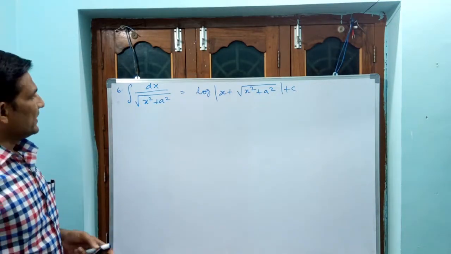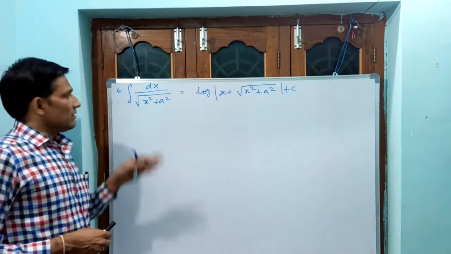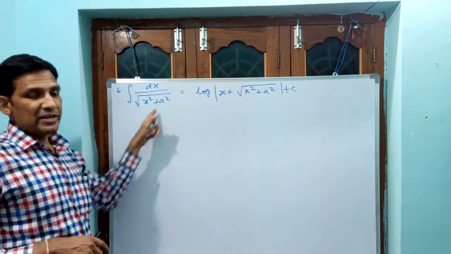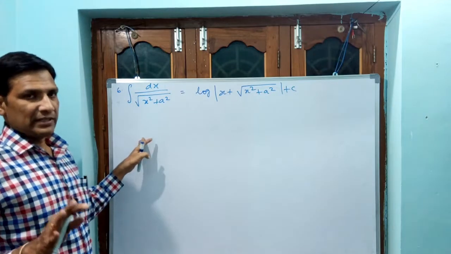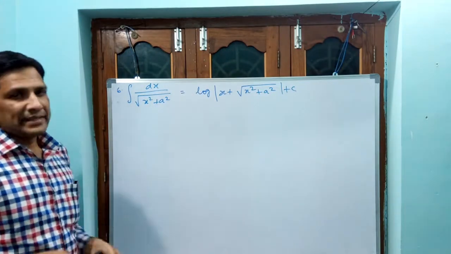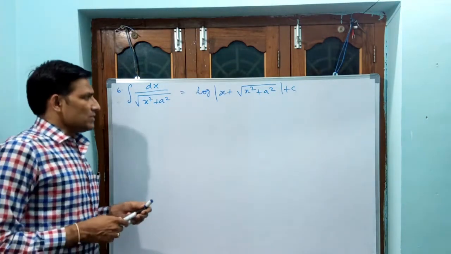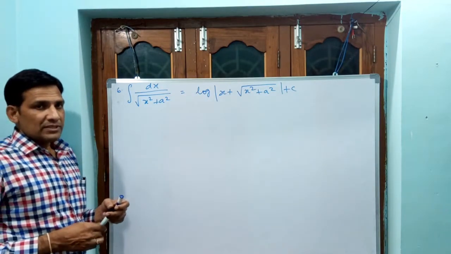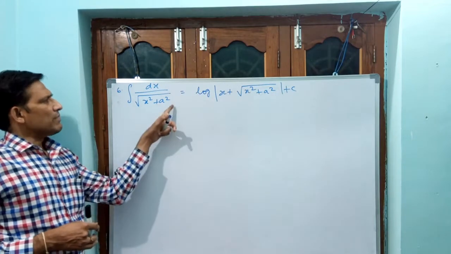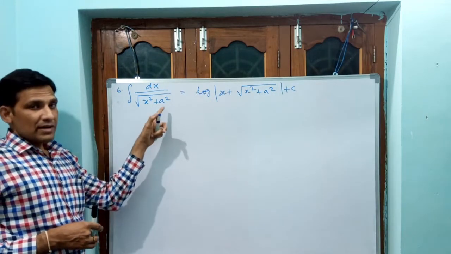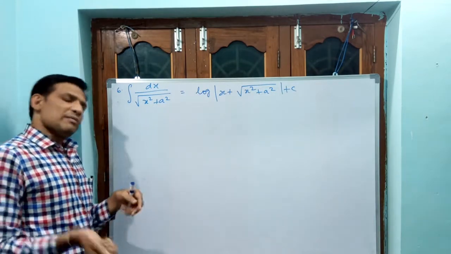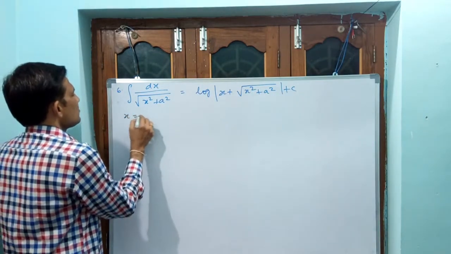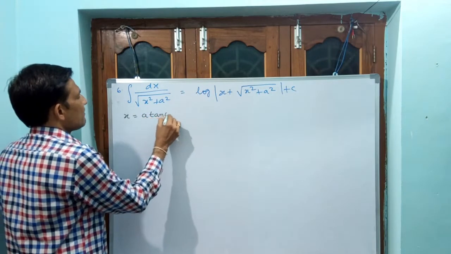Let us see what will happen. Even though a square root is there, 1 divided by x square plus a square has come, so you take x is equal to a tan theta here also. Why? Because normally d by dx of tan inverse x is 1 by 1 plus x square, but the root is not there for that. Even though here the root is there, you can take x is equal to a tan theta. Let us take it and we will see.